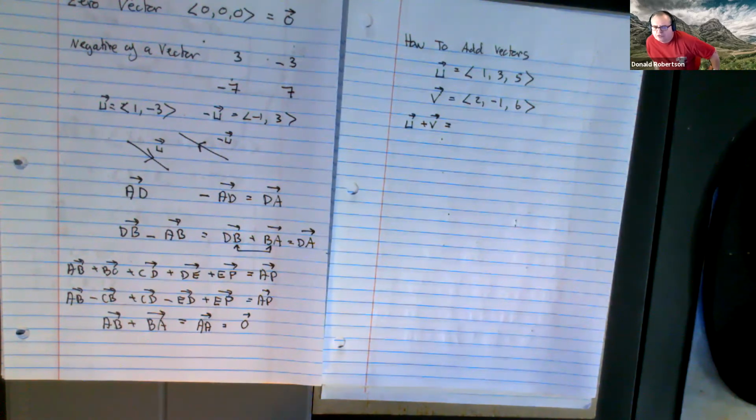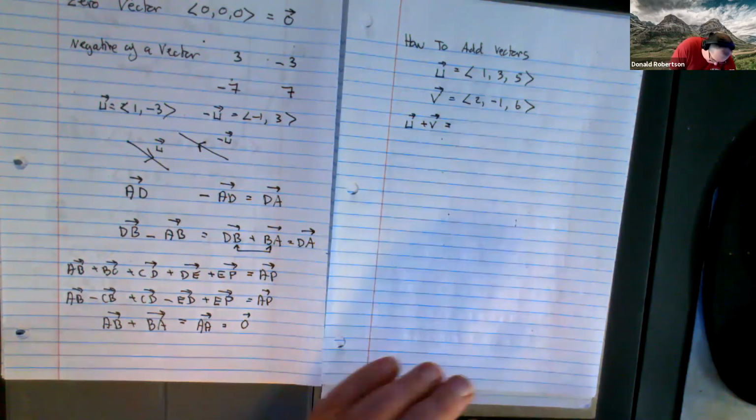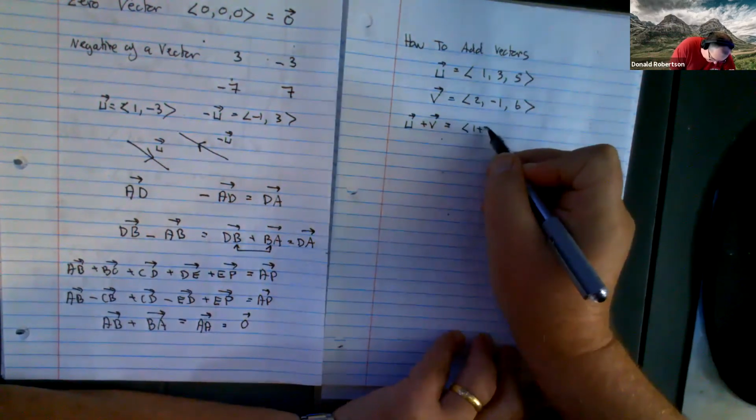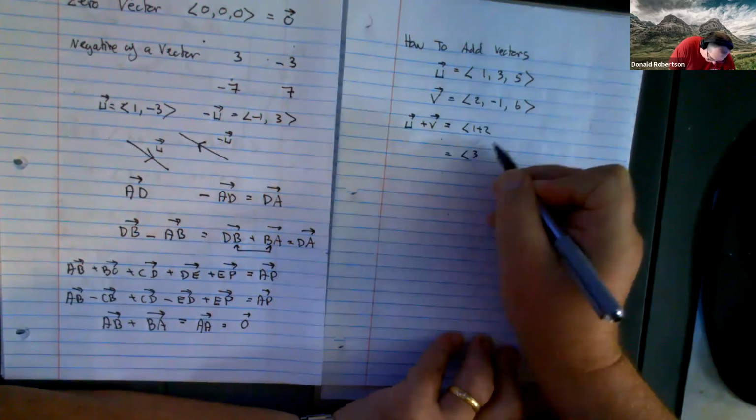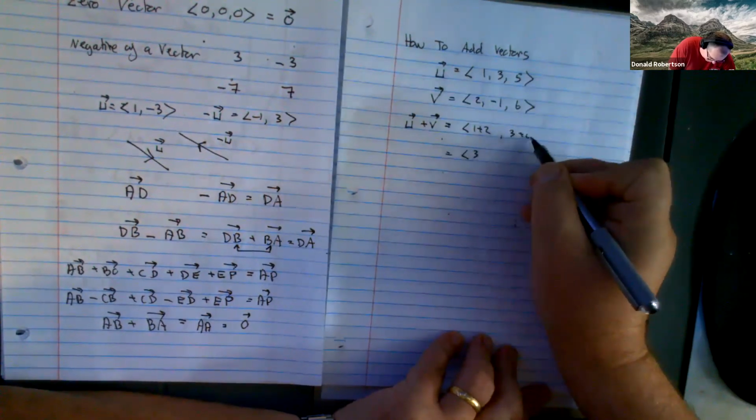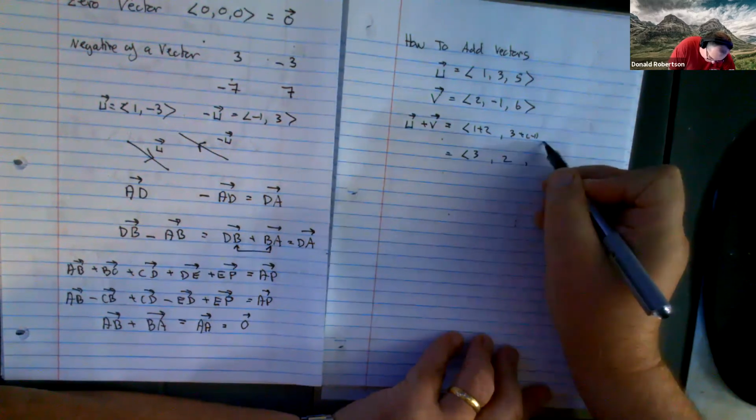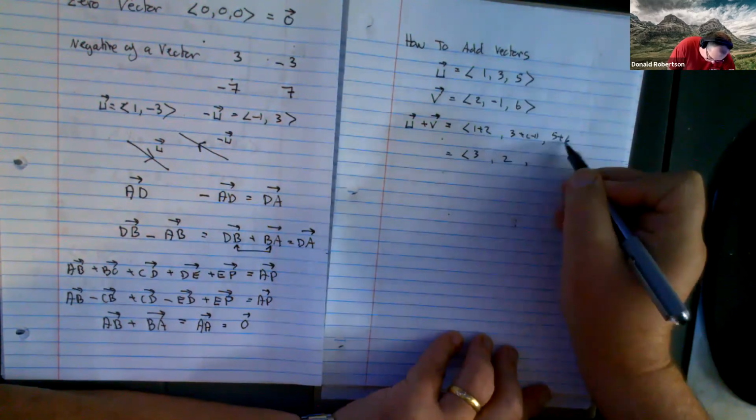Would you agree that the most likely way to add two vectors together would be to add their X, Y, and Z components together? Well, that's exactly what you do. So you add these and you get 3, and you add these and you get 2, and you add these and you get 11.